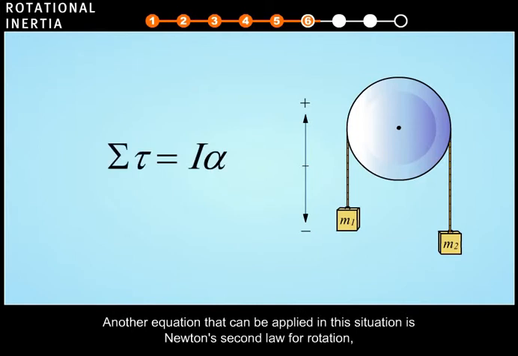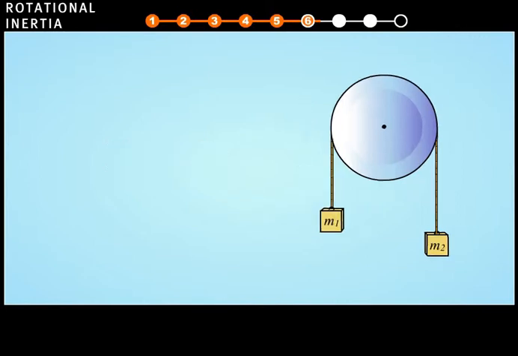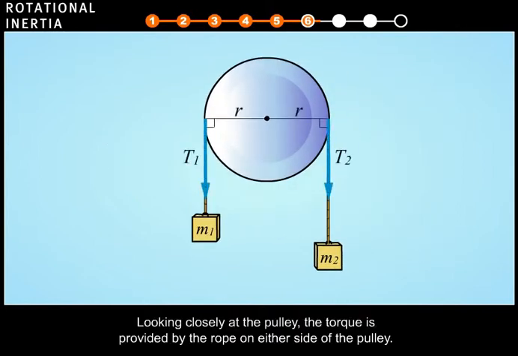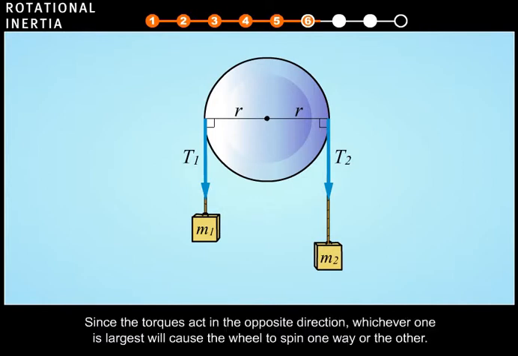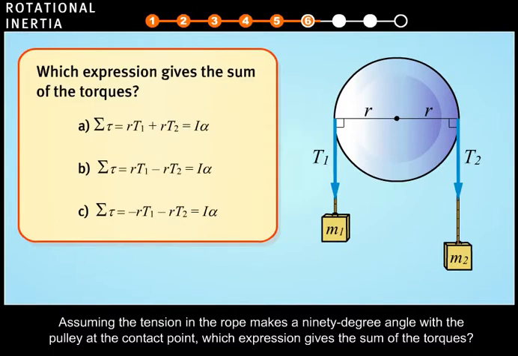Another equation that can be applied in this situation is Newton's second law for rotation, which states the sum of the torques is equal to the moment of inertia times the angular acceleration. Looking closely at the pulley, the torque is provided by the rope on either side of the pulley. Since the torques act in the opposite direction, whichever one is largest will cause the wheel to spin one way or the other. Assuming the tension in the rope makes a 90-degree angle with the pulley at the contact point, which expression gives the sum of the torques? Correct.